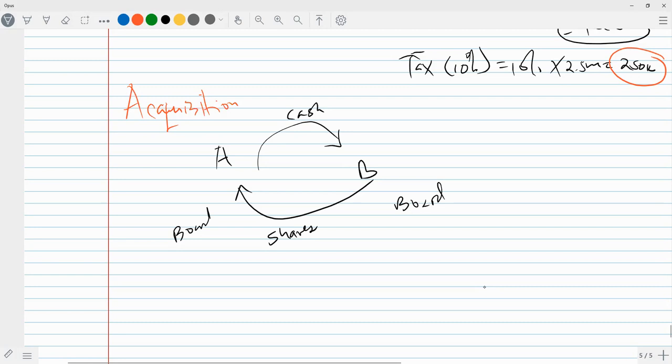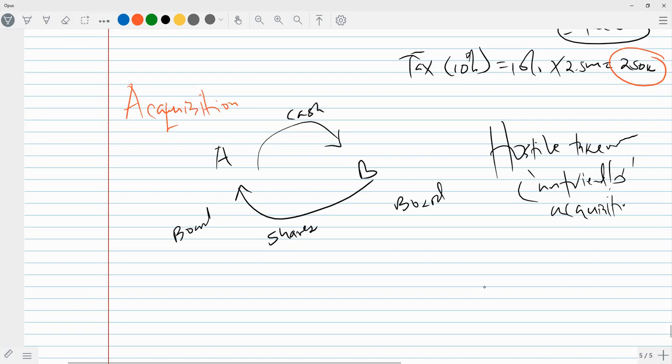However, you can have what we call a hostile takeover. What's called an unfriendly acquisition. Unfriendly in quotes. Now what happens generally in this case? The board of company A shall approach the shareholders of company B, ensuring therefore that the board of company B is ignored.